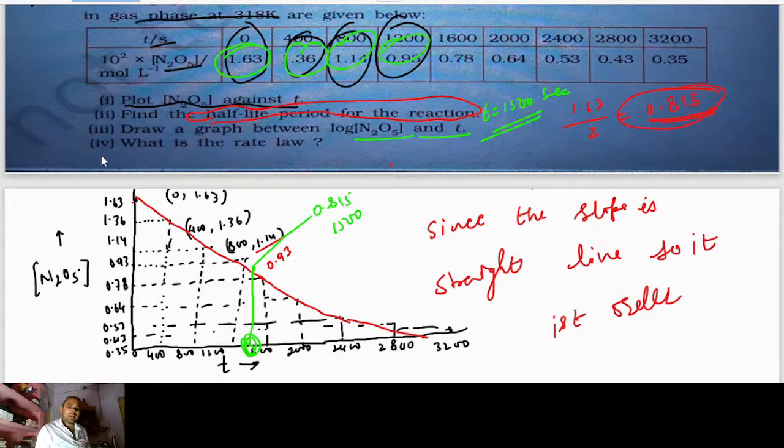What is the rate law, student? So the fourth one, if I explain the rate law, rate is equal to k[N2O5]. This is a first order reaction now, so the power will be what, student? 1. So this way you can solve the problem, student. Now let us move on to the next one. What is the next problem?